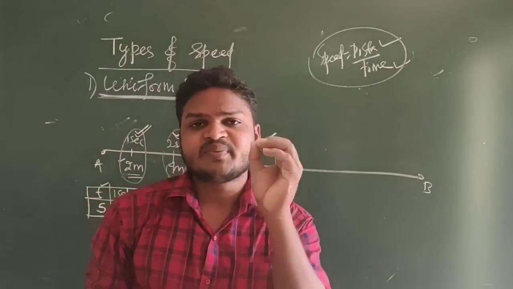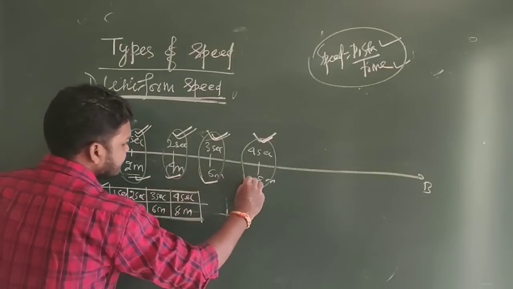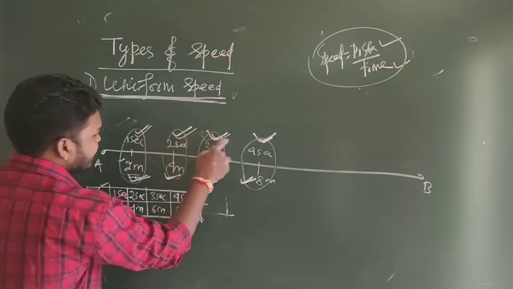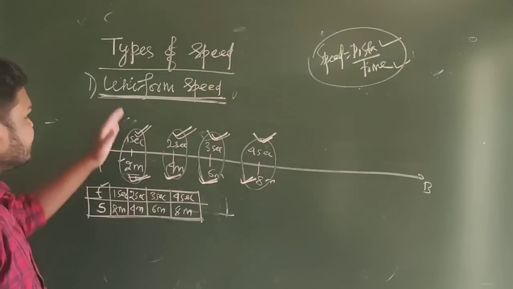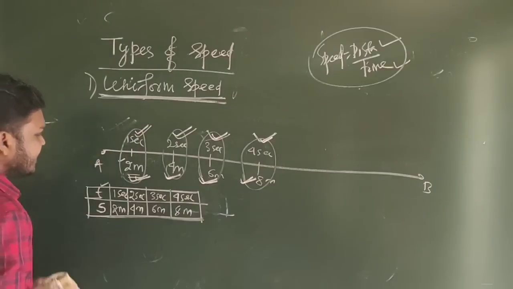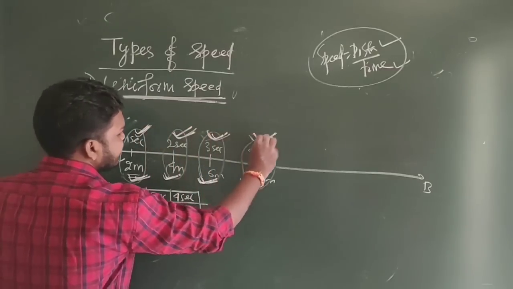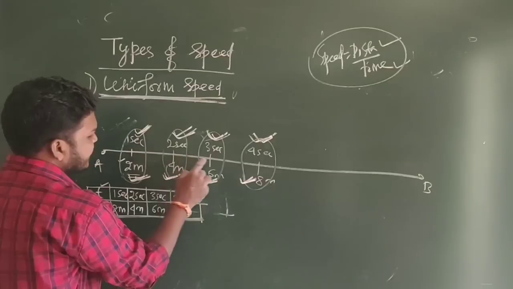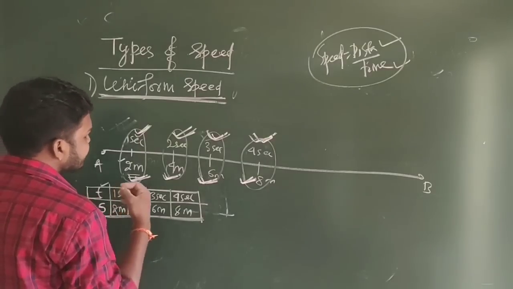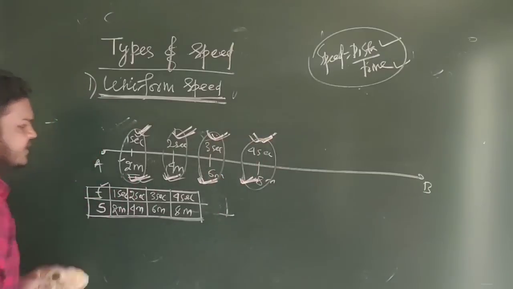And it is possible when the body covers equal distance in equal interval of time. So speed is said to be uniform, or the speed of the body is said to be uniform, if the body covers equal distance in equal interval of time. So the speed of the body at any point remains constant if it covers equal distance in equal interval of time.